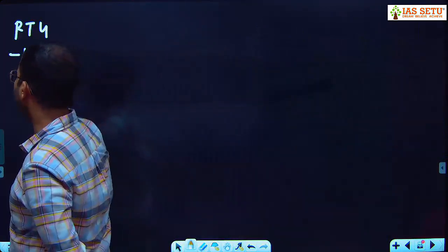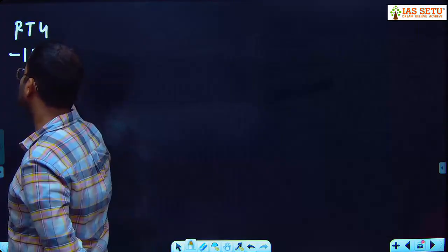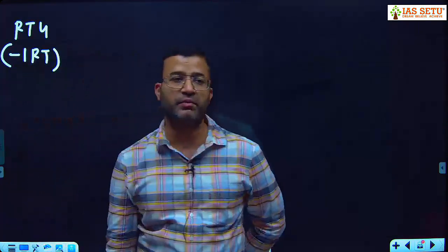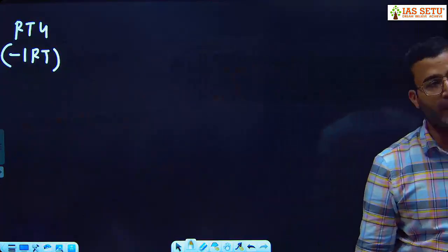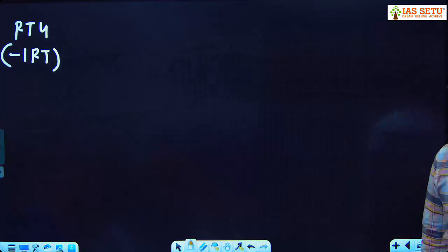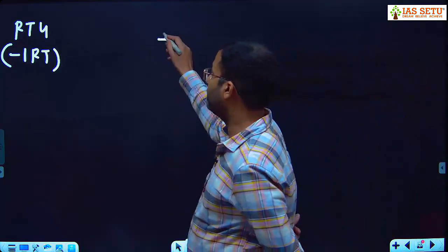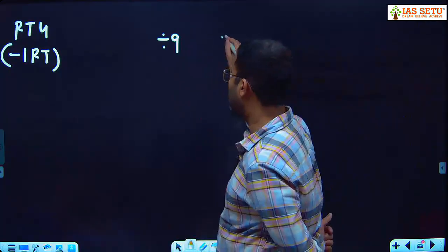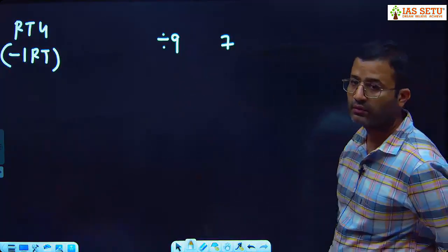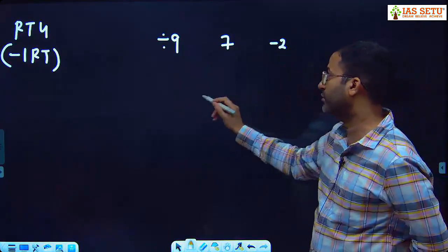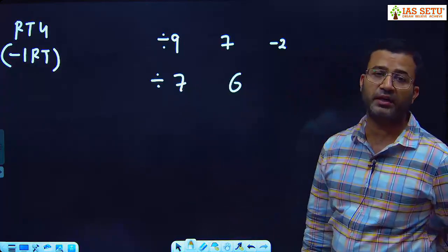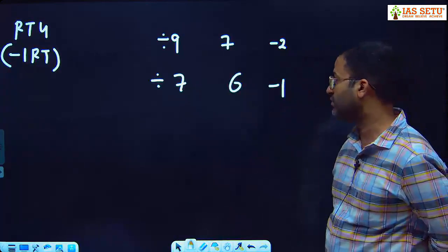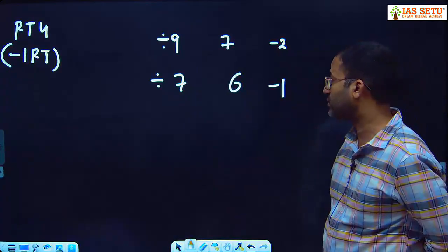Next is remainder theorem 4. The name of this is the -1 remainder theorem. Here we will use the -1 remainder. In my LCM class, I briefed you about negative remainder. Let me cross check. If the divisor is 9 and the positive remainder is 7, tell me the negative remainder. 2, or write -2, negative remainder. If your divisor is 7 and the positive remainder is 6, what about the negative remainder? 1 or -1? -1, negative remainder -1.